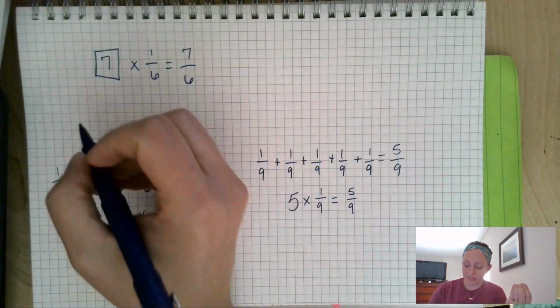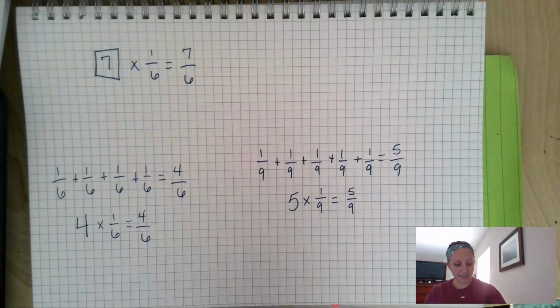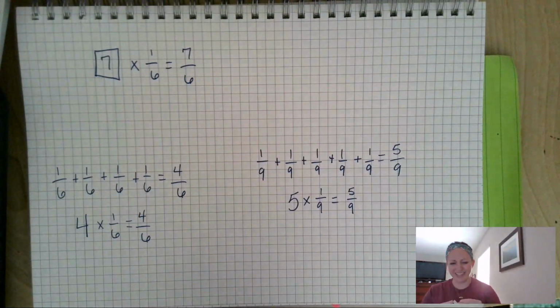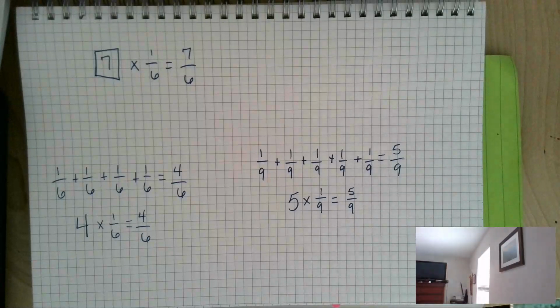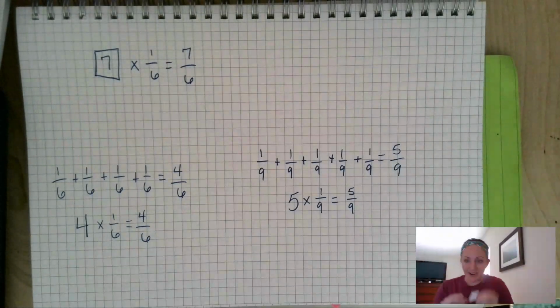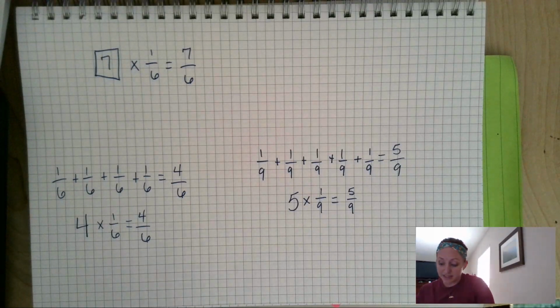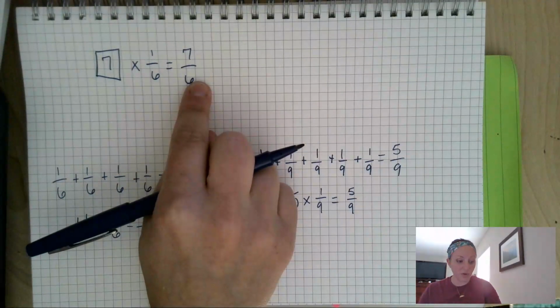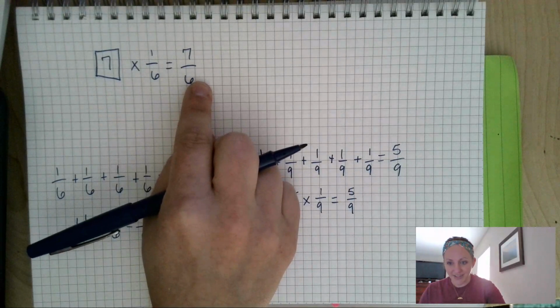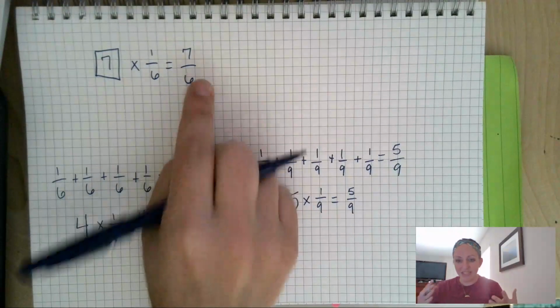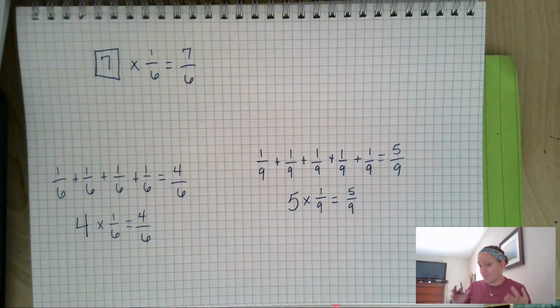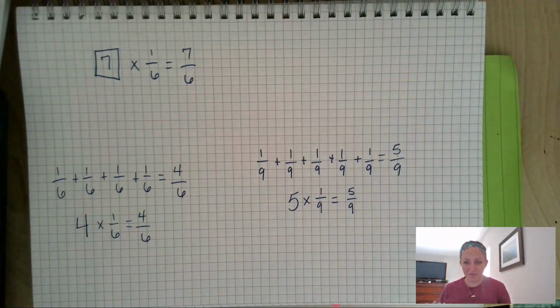We have our 1/6. If we have this 7 times, 7 of those, that's going to equal 7/6, right? So that makes it really easy. And you can kind of start seeing how we multiply fractions and whole numbers, okay?